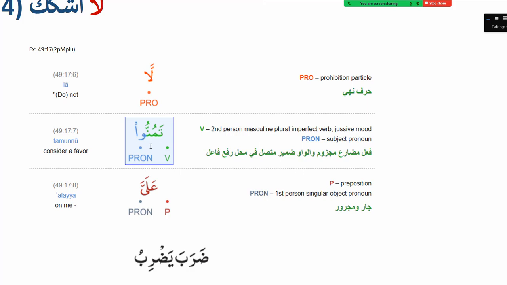Yamuddu, yamuddani, yamudduna. Tamuddu, tamuddani, yamdudna. Tamuddu, tamuddani, tamudduna. So this is second person masculine plural, antum, right? So it was tamunnuna. And we all know that the la of prohibition makes the mudari majzoom by dropping the noons. Do not consider a favor on me.